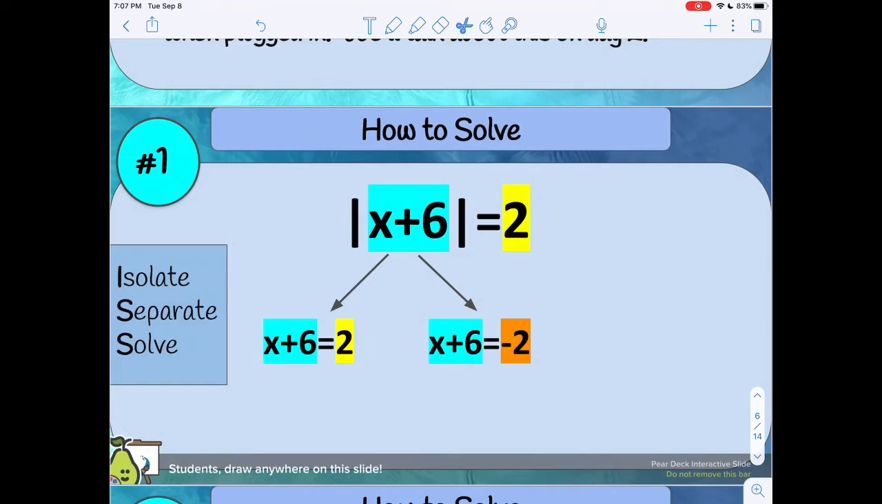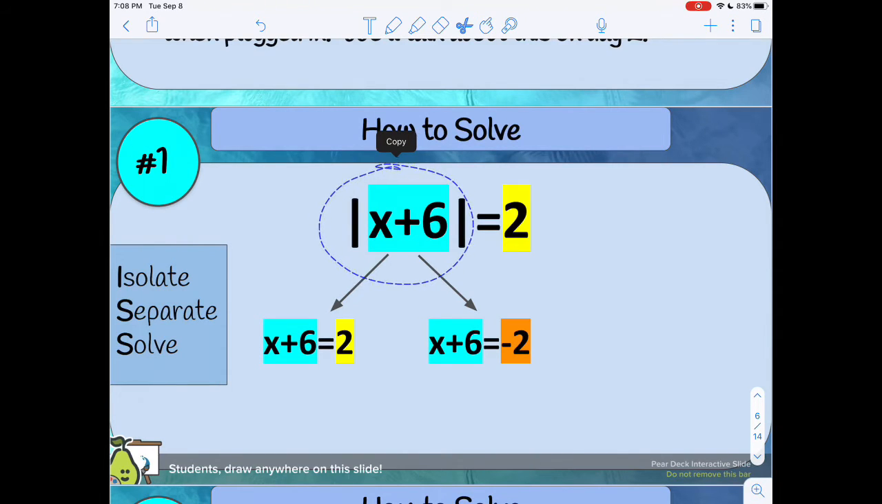Let's look at our first example. We have the absolute value of x plus 6 is equal to 2. Now, remember that our first step whenever we are solving is to isolate the absolute value. So I recommend that you highlight it. This one is already highlighted, and I can see that I don't have any extra numbers.